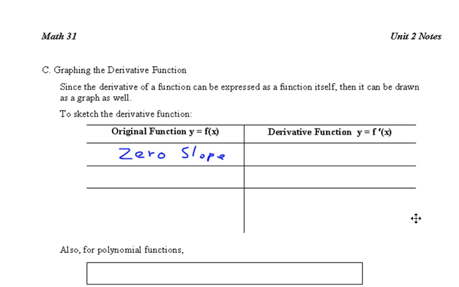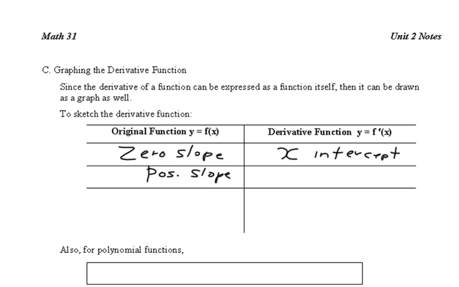All right. So when we have zero slope, of course the derivative will have an x-intercept. When we have positive slope, we'll have a positive y-coordinate in our derivative, with negative slope, we'll have a negative y-coordinate.